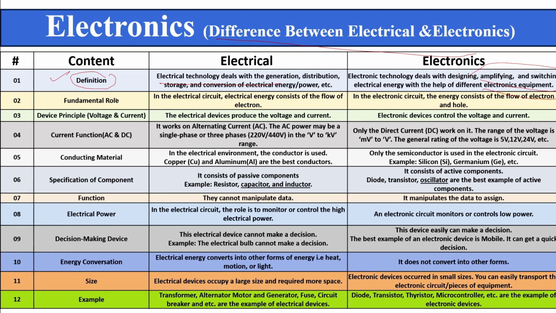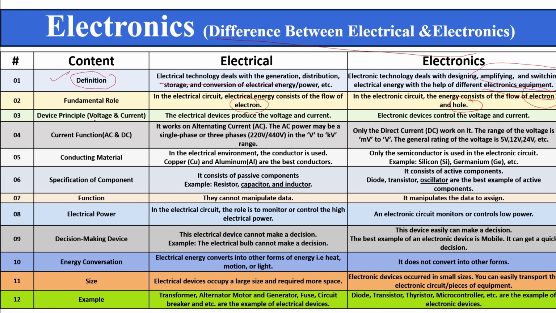The next criterion for the distinction is the fundamental role. In an electrical circuit, electrical energy consists of the flow of electrons. So only the electron is the charge carrier responsible for the flow of electrical energy into any electrical device. But in the case of electronics, there are two charge carriers that provide the flow of current and electrical energy into the electronic devices, that are electrons and holes. That means there are two charge carriers available, and that provides the controllability and processing capability of the device.